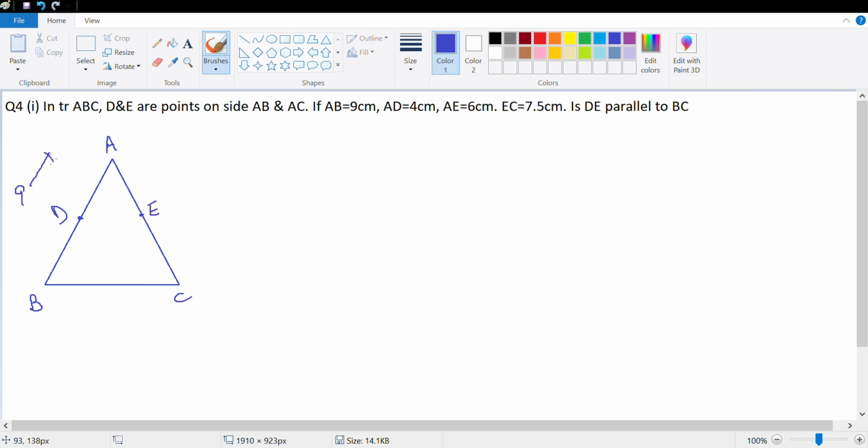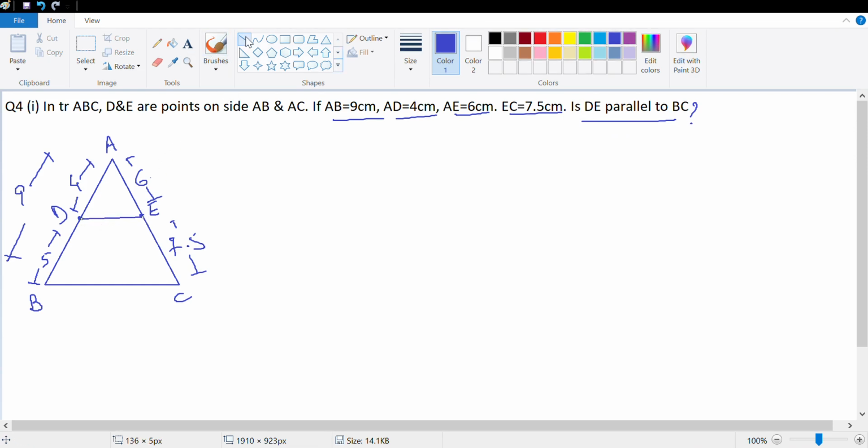So the whole length is 9. AD is equal to 4. So if this length is 4, then obviously this is 5 because 9 minus 4. Next, AE is equal to 6 centimeter and EC is equal to 7.5. We need to find is DE parallel to BC. Okay, so let's just join D and E.